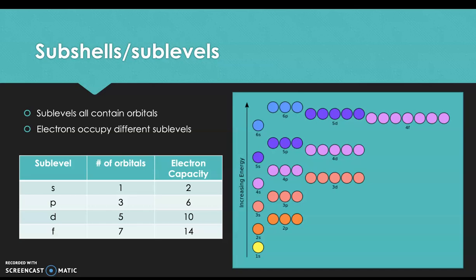As seen in the picture to the right, if we start at the bottom at 1s, there's 1 orbital which 2 electrons can fit in. If we proceed up to 2s, there's also 1 orbital where 2 electrons are also able to fit. If we go slightly to the right, we see 2p, which is the p orbital, which has 3 orbitals that has a capacity of 6. If we proceed up, we can see that the diagram follows the sublevel with the number of orbitals and the electron capacity.